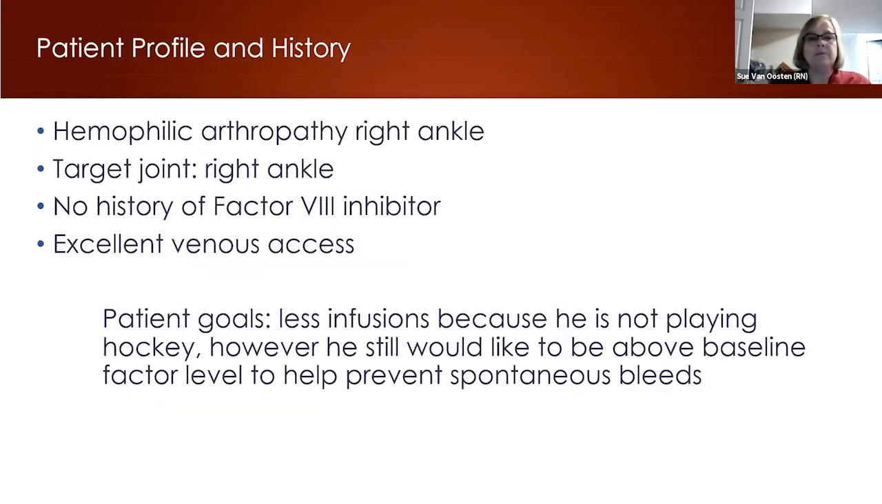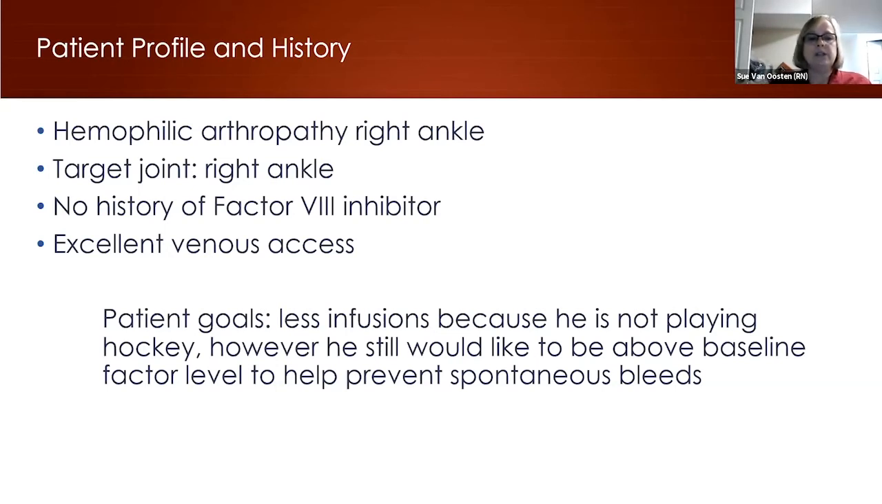His right ankle is affected, having had bleeds in the past. So he has a target joint of that right ankle, but he has no history of a factor VIII inhibitor, which is an antibody, and he has great venous access. And we always have to consider that when we're dealing with home infusers.